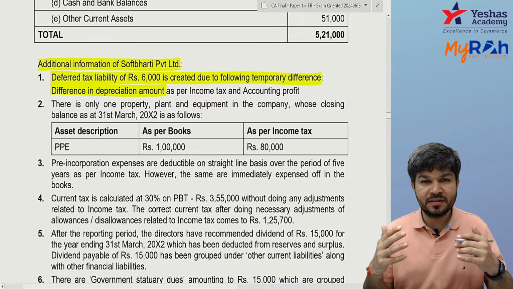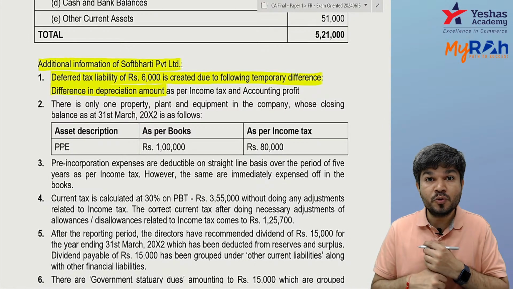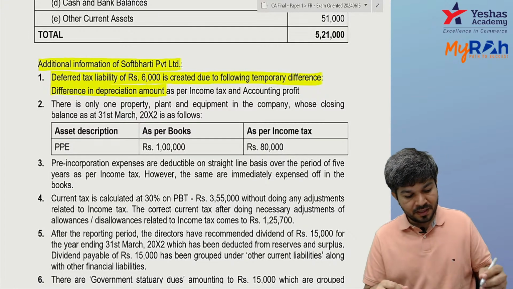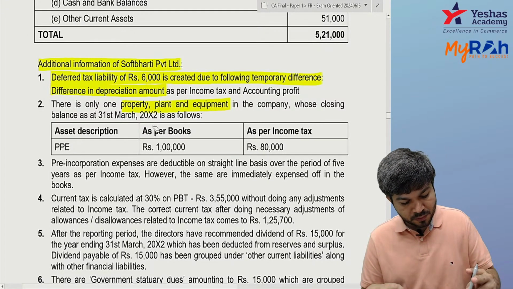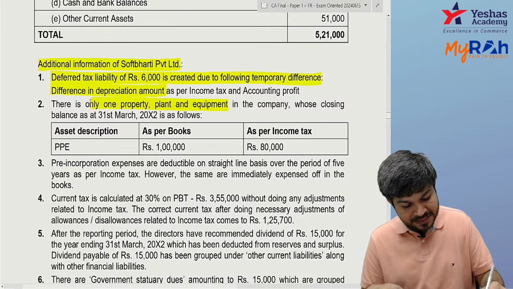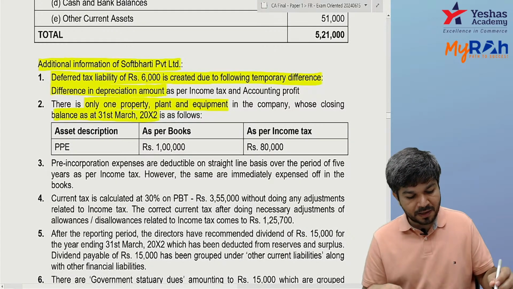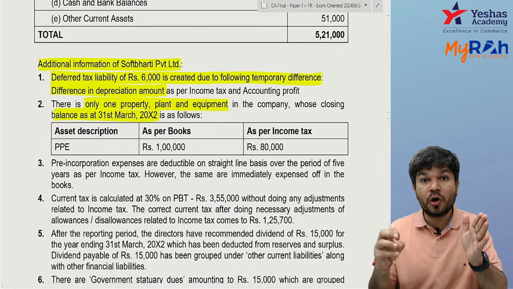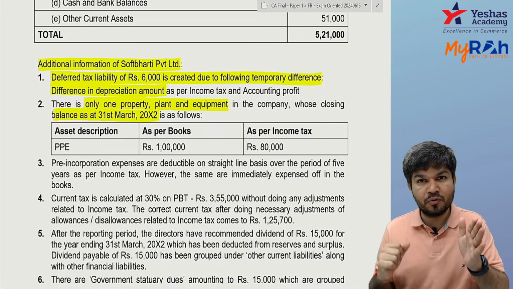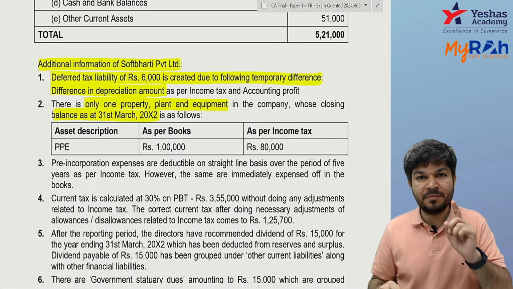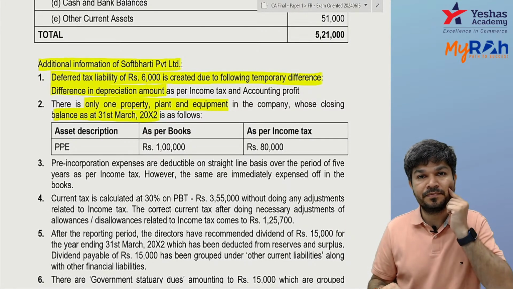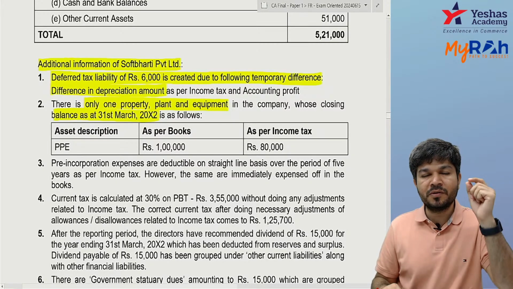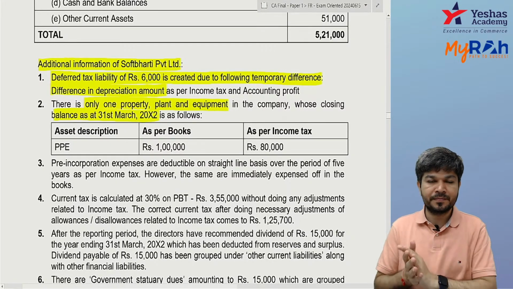Because of depreciation, can I say now the value of the asset as per books and the value of the asset as per income tax will be different? There's only one PPE. And balance as at 31st March: in books the asset is 1 lakh, in tax we got more depreciation. In tax the balance is less. Now tell me one thing. Asset in books is more. We are going to get more economic benefit in future. We have to pay more tax in future. We create DTL. Yes, no?